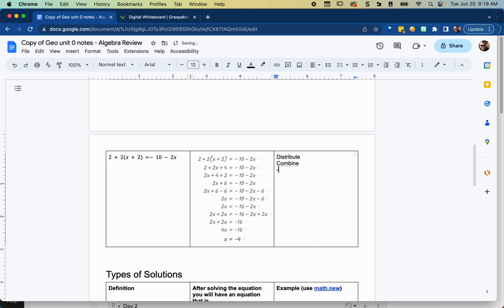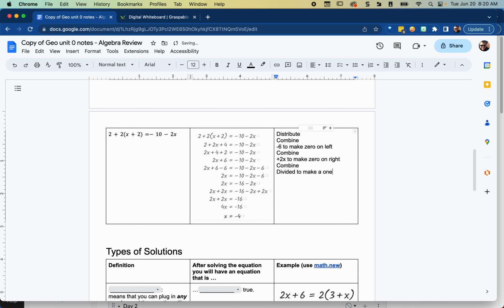We did minus 6 to make 0 on the left, and then we did some more combines, and then we did plus 2x to make 0 on right. And some more combines. And then we divided to make a 1. Awesome.